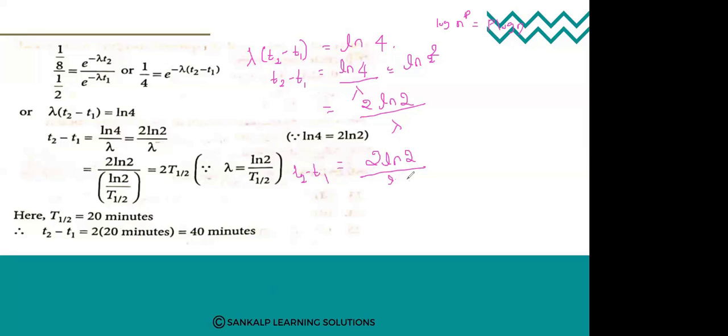Lambda is nothing but ln of 2 upon t half. So now we can cancel this ln of 2. Therefore we get 2 into t half is equal to t2 minus t1, and t half is 20 minutes. Therefore this is 2 into 20, that is nothing but 40 minutes is the answer. 40.